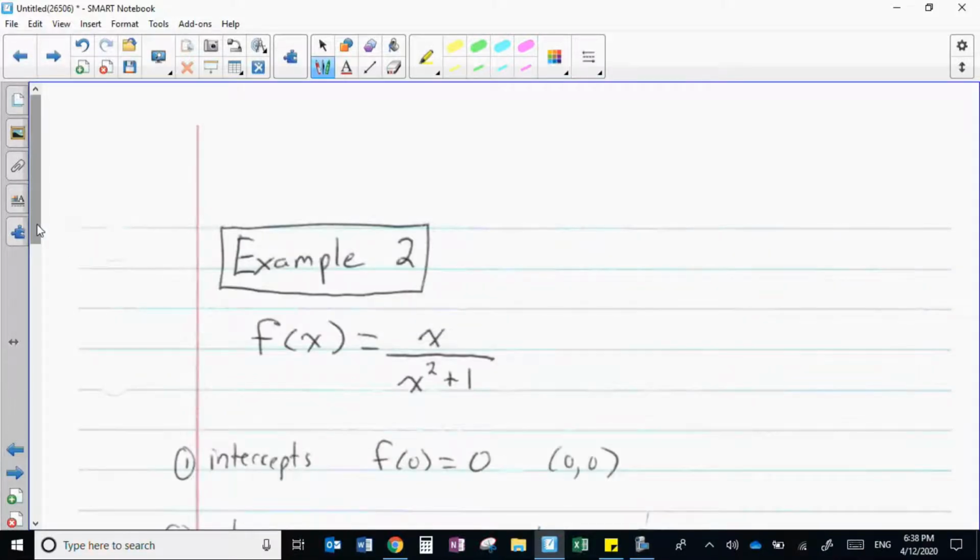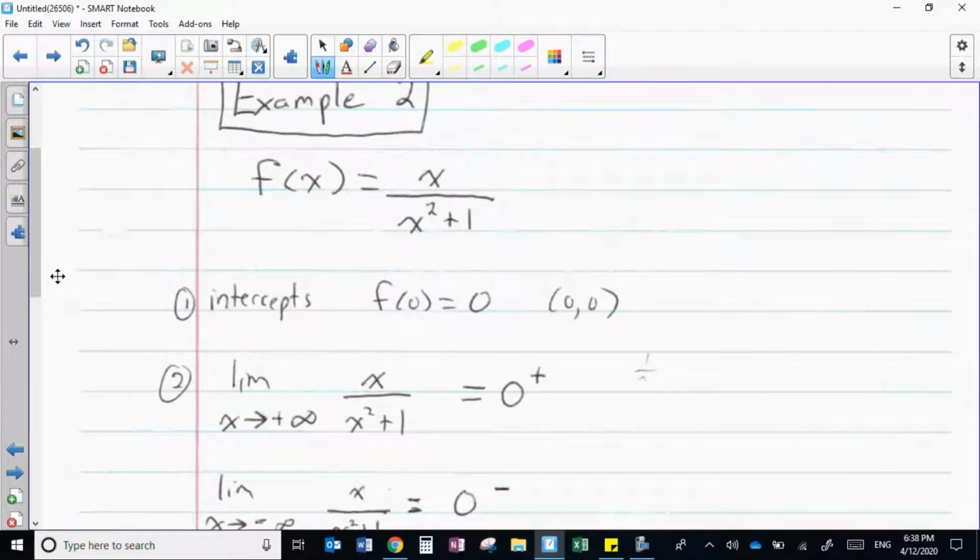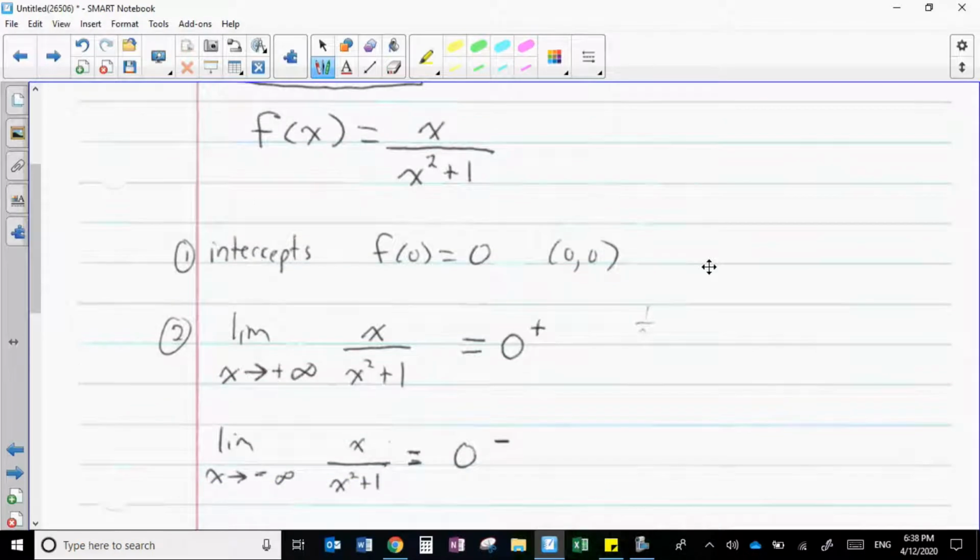Okay, example 2. X over x squared plus 1. So first thing, finding the intercepts, pretty easy here. If you set x equal to 0, you get 0, and that's the only intercept. It goes through the origin, (0, 0). Okay, the end behavior is obviously a little bit more complicated here, so let's just take a look.